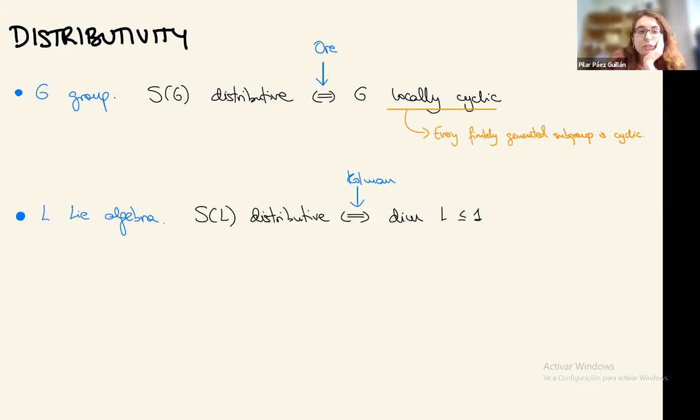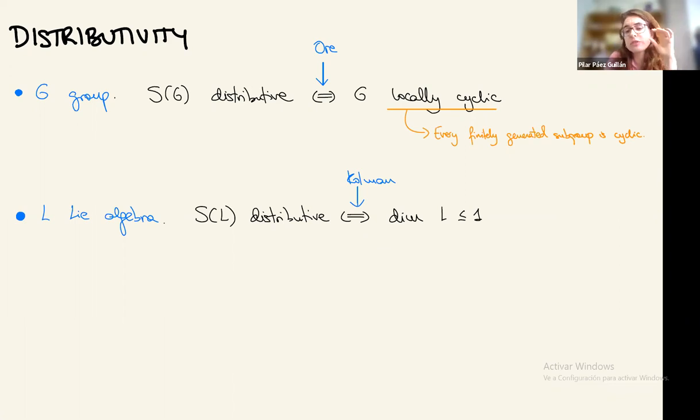We can also consider other structures such as Lie algebras. In this case, we have this result, from the 60s, which says that the lattice of subalgebras of a Lie algebra is distributive if and only if the algebra is 0 or has dimension 1. So in this case, we've got this trivial result. And let me say briefly why we have it.